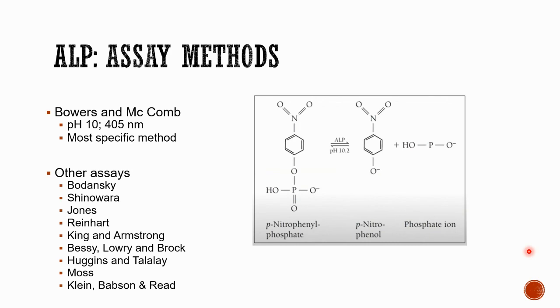We have other methods. Firstly, we have Bowers and McComb. This is the most specific method for ALP. It utilizes a pH of 10 and a 405 nanometer wavelength. So we have other assays: Radansky, Shinowara, Jones, Reinhardt, King and Armstrong, Bessey, Lowry and Brock, Huggins and Talalay, Moss, Klein and Babson, and Reed.